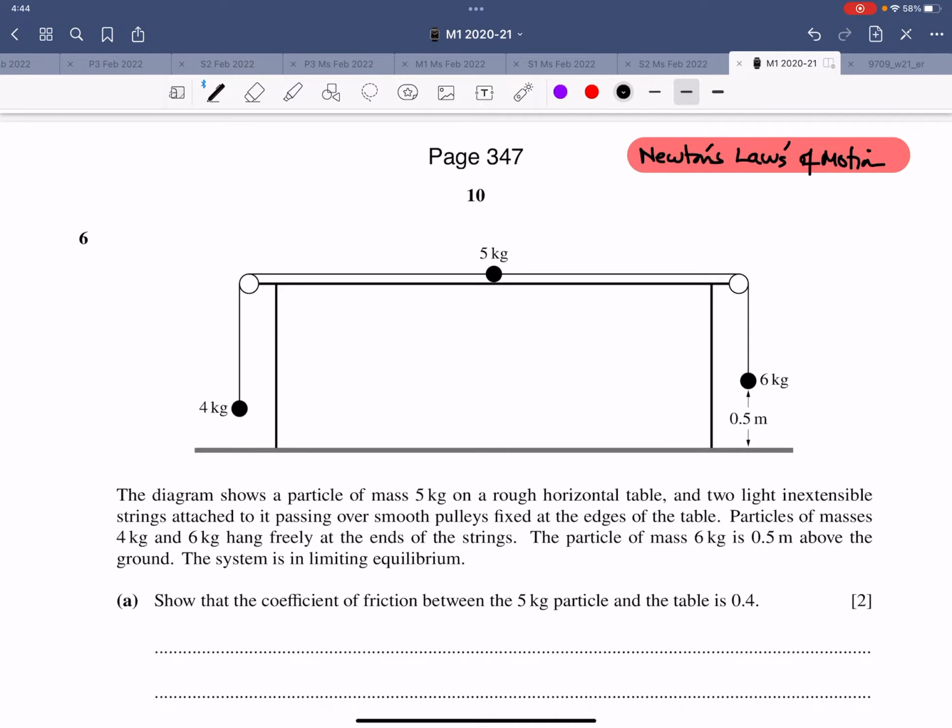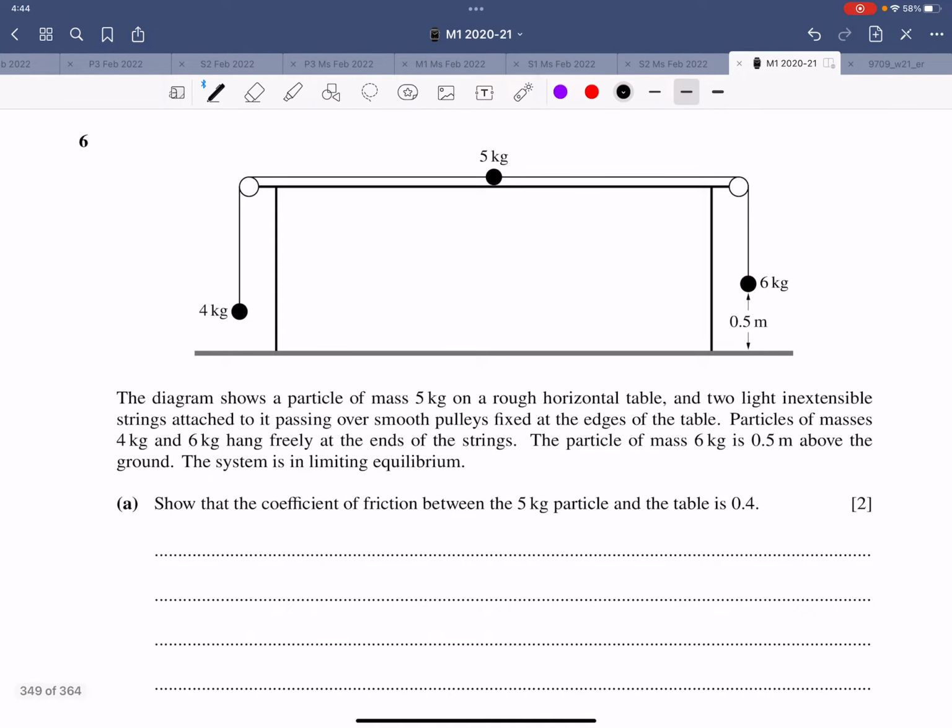The diagram shows a particle of mass 5 kg on a rough horizontal table. So that's the first thing that needs underlining. It's a rough horizontal table. 2 light inextensible strings, smooth pulley, masses are 4 and 6. Hangs freely. The particle of mass 6 kg is 0.5 meter above the ground. The system is in limiting equilibrium. Show that the coefficient of friction is 0.4. That is for 2 marks.